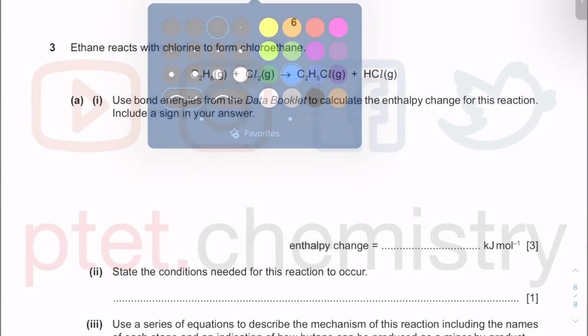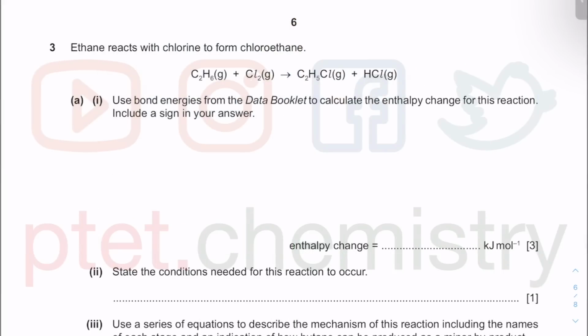Question number 3, we have ethane reacting with chlorine to form chloroethane. This is very clearly a free radical substitution reaction because you are dealing with alkane chemistry. An alkane contains only carbon-carbon and carbon-hydrogen bonds. These are strong bonds. They are considered non-polar, so you're not going to be attacked by a nucleophile.